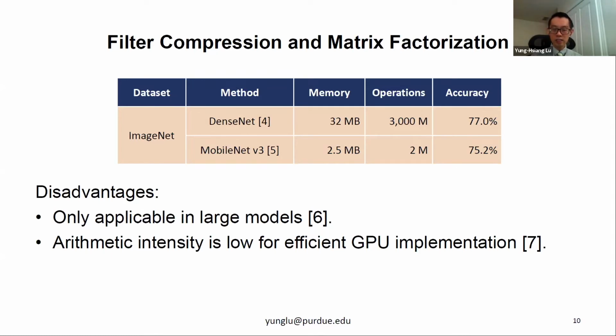And second, it does not use the GPU very efficiently, because when you factorize a neural network, you have more memory access and your data reuse becomes less. Therefore, you actually have to pay more memory access for this method.